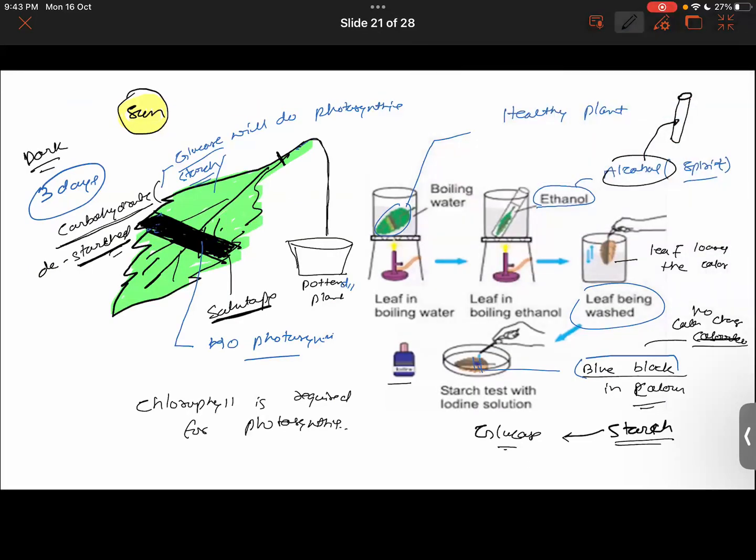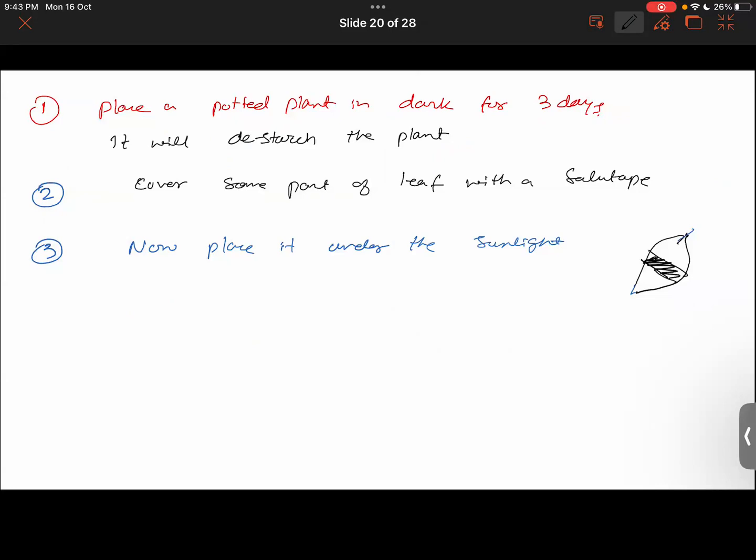So now what will happen? Some portion of the leaf is covered, while the portion of the leaf which is not covered will carry out photosynthesis. Is it clear? So thereby it will produce starch now. This will produce starch.